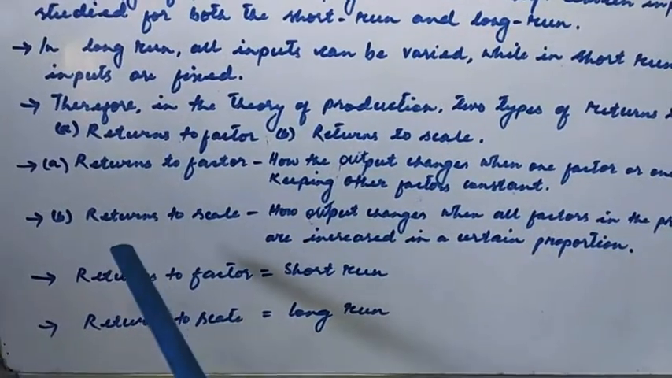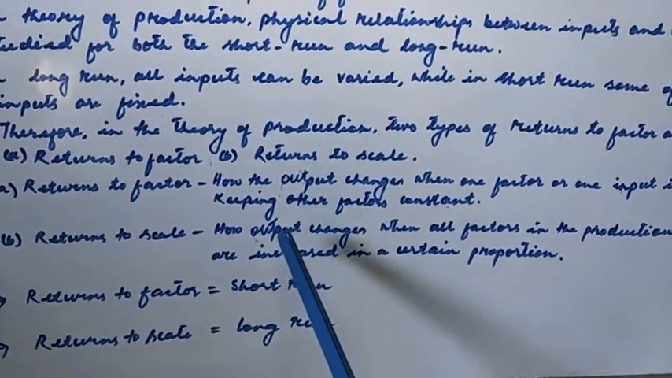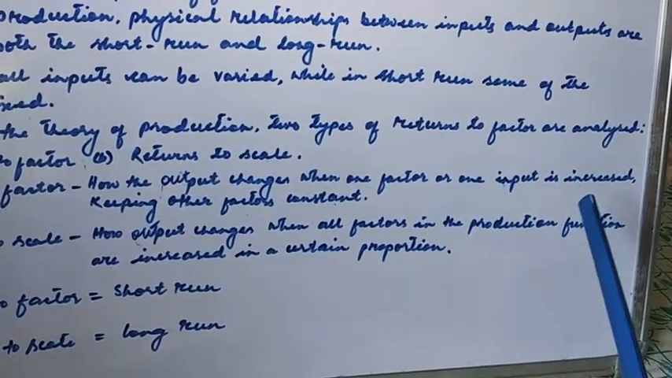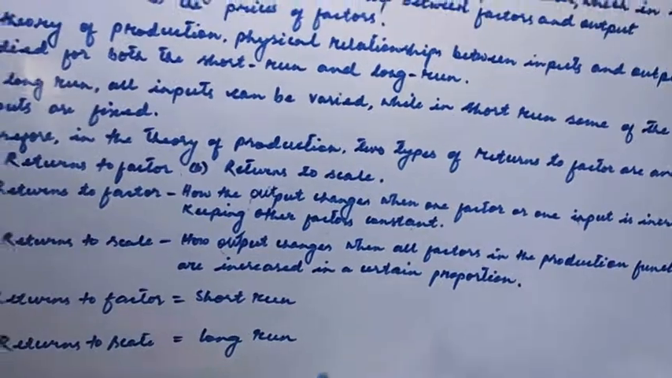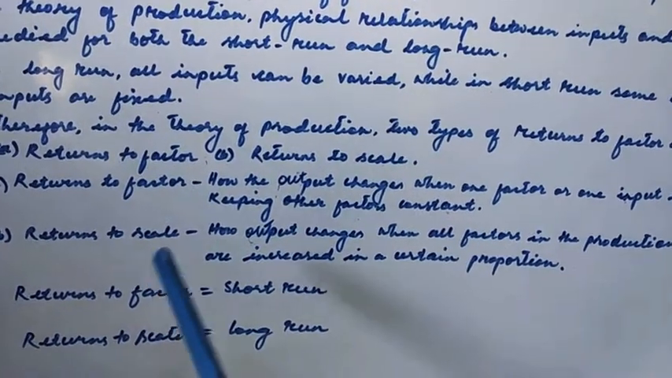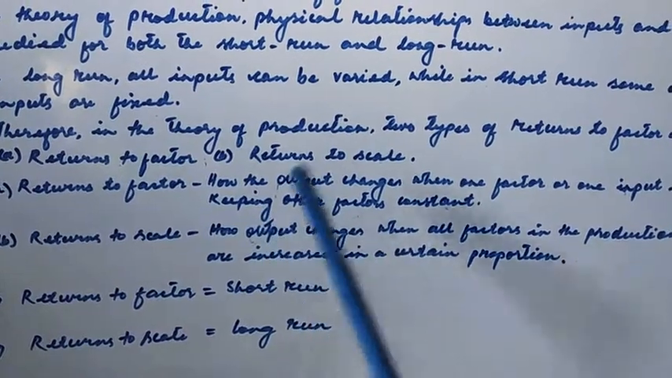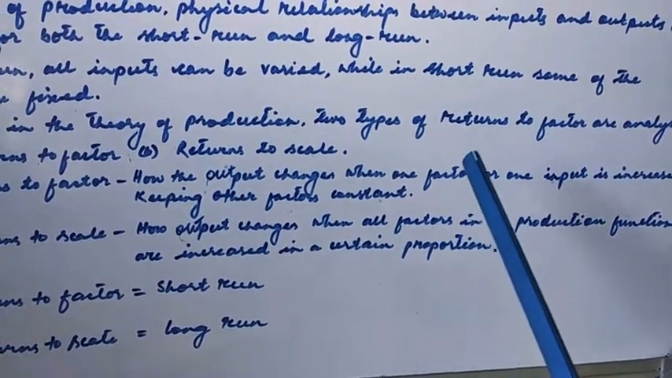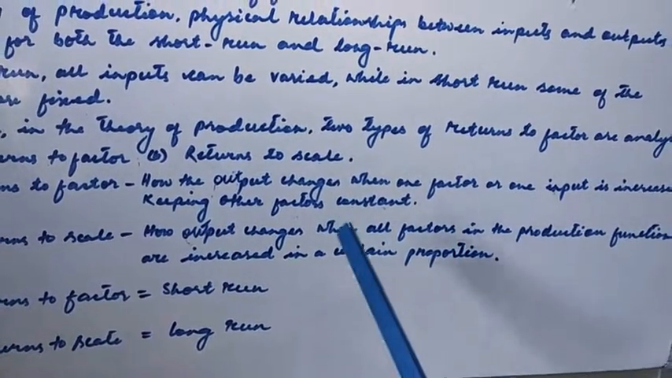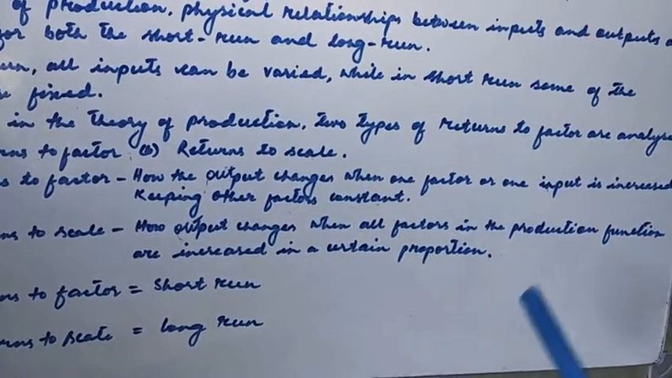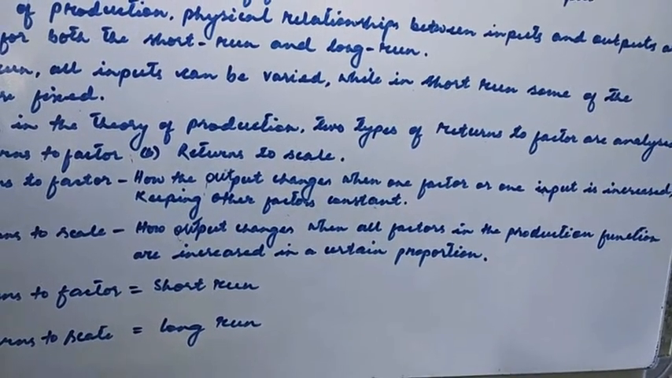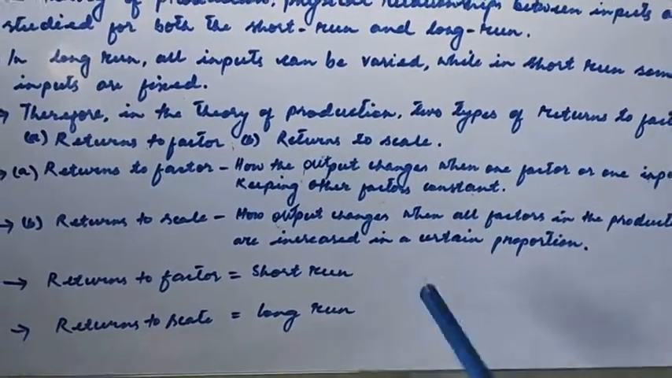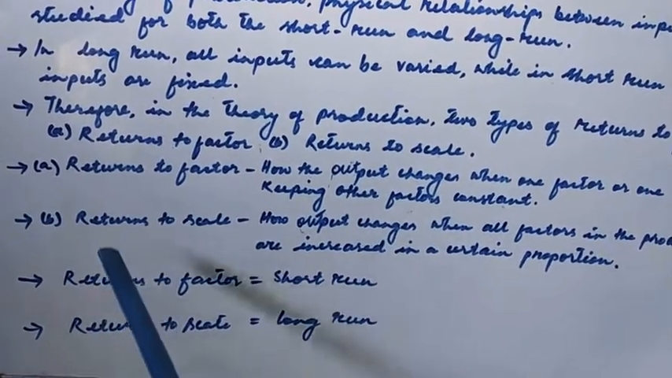The next one is returns to scale. With returns to scale, we are going to analyze how output changes when all factors in the production function are increased in a certain proportion. Since it is considering the long run, all the inputs or all the factors of production can be changed, and change here means they are increased in a certain proportion. So when all these factors of production are increased in a certain proportion, how will the output change? That we study under returns to scale.